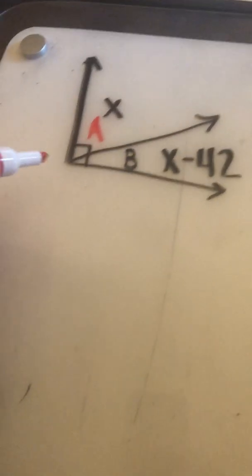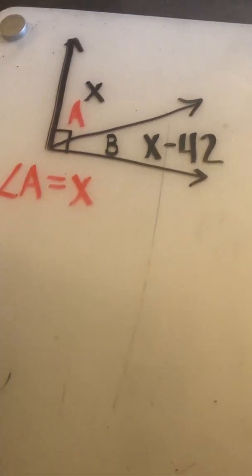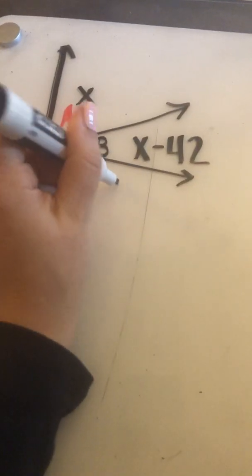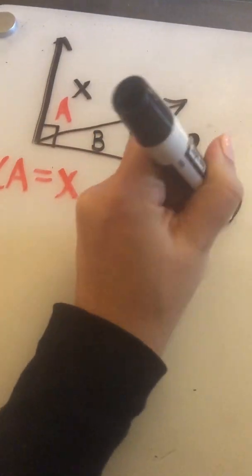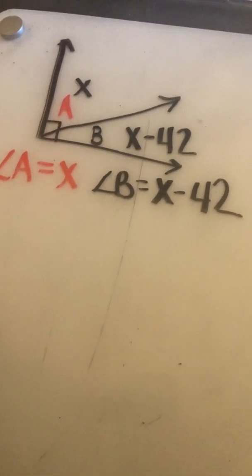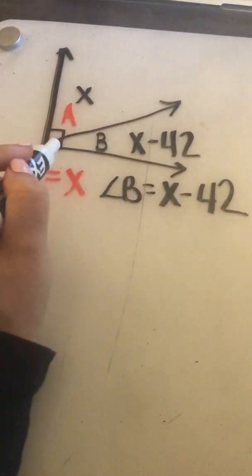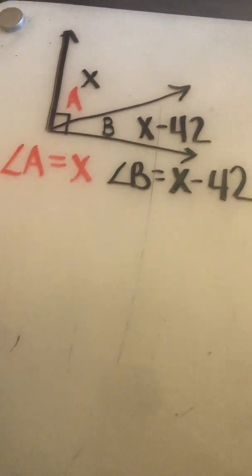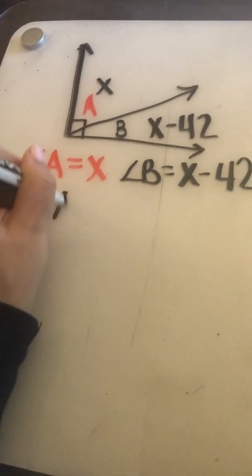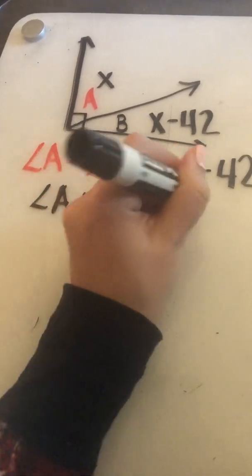So we now know that angle A equals x and angle B equals x minus 42. Okay? So those are our two angles. I know that these two are complementary because when they are put together, they make this right angle. So I know that angle A plus angle B equals 90 degrees.